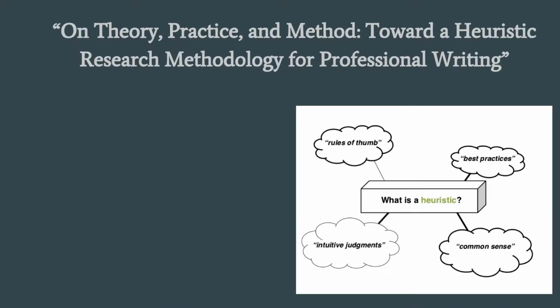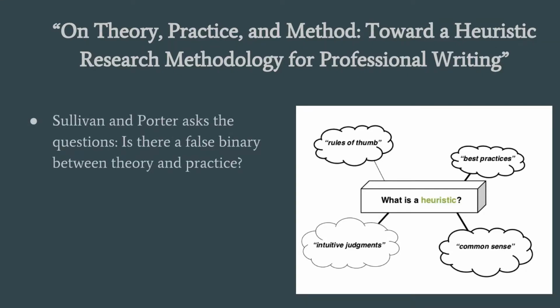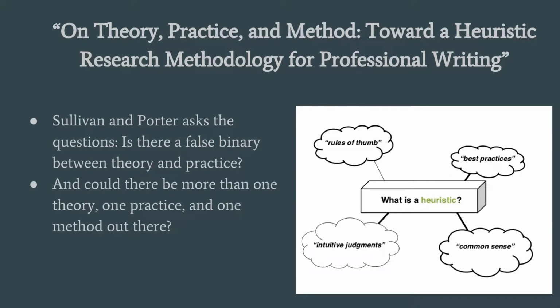The second article is On Theory, Practice, and Method: Toward a Heuristic Research Methodology for Professional Writing. And Sullivan and Porter ask these questions. Is there a false binary between theory and practice? Could there be more than one theory, one practice, one method out there?